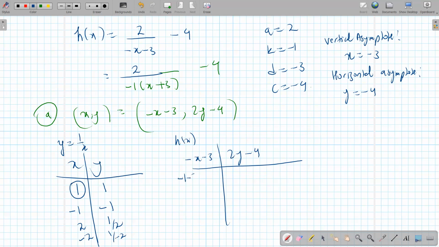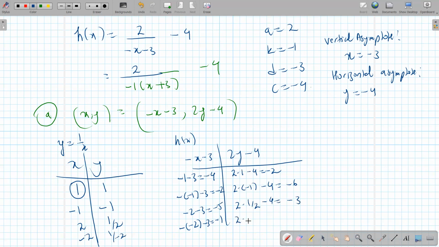So -1 minus 3 is -4. 2 times 1 minus 4 is -2. Then -1 is +1, 1 minus 3 is -2. -2 minus 3 is -5. -2 becomes +2, minus 3 is -1. Okay. 2 times -1 minus 4 is -6. 2 times 1 over 2 minus 4 is -3. 2 times -1/2 is -1 minus 4, which is -5. And there we go. We have all the points, and now it's just a matter of sketching them.